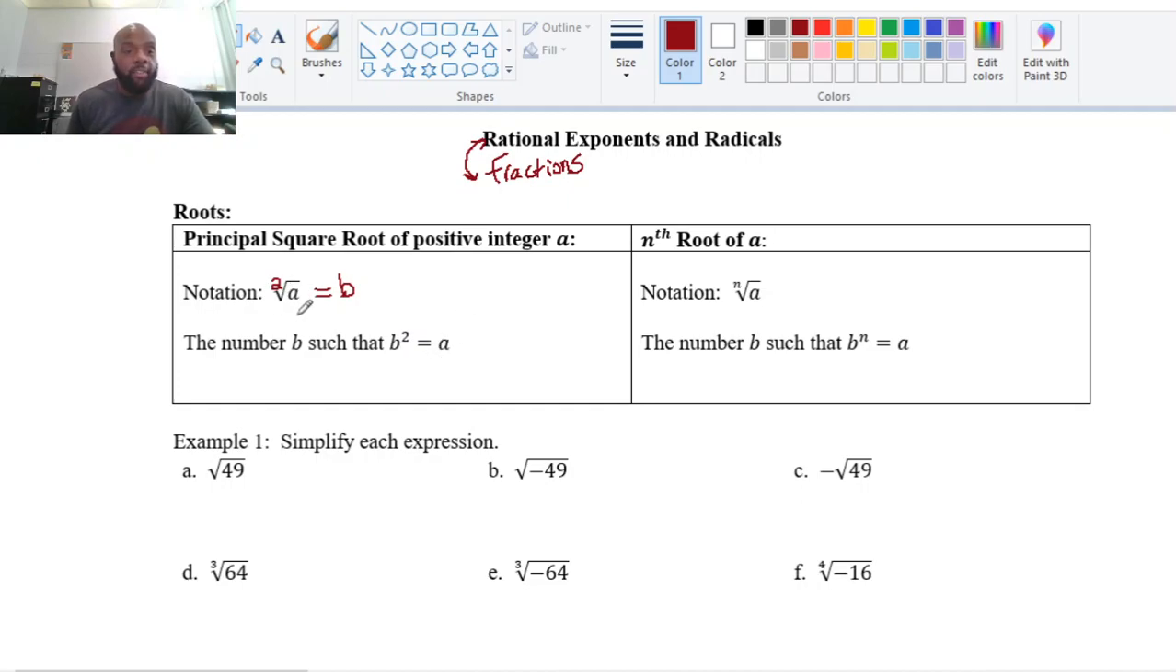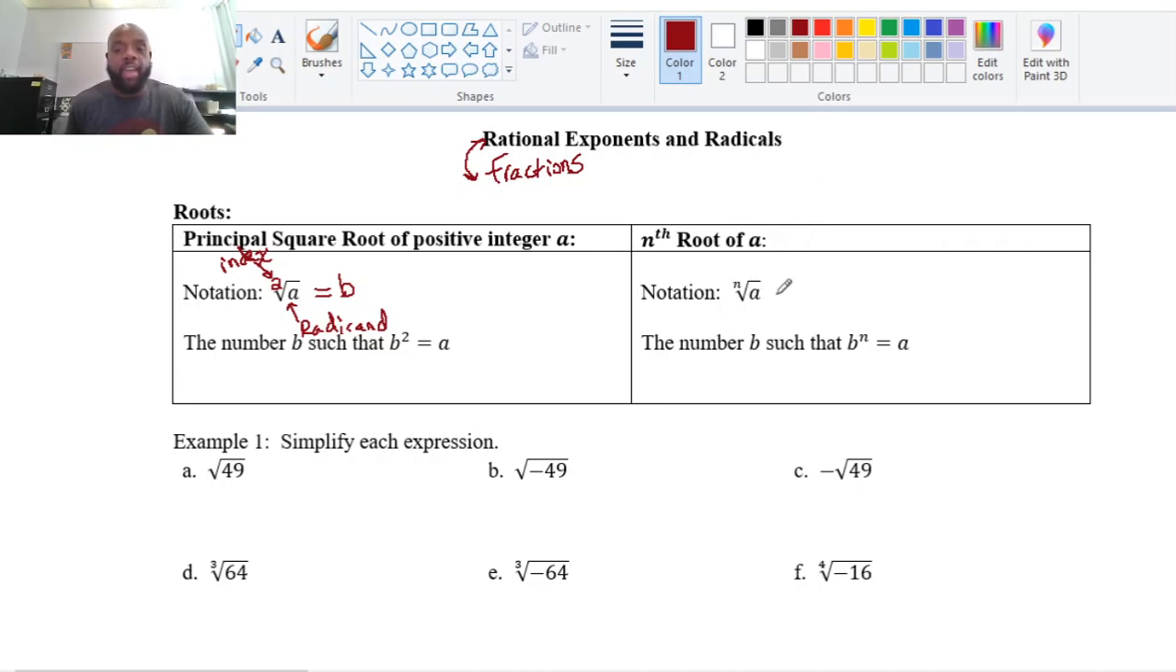Now this a is called your radicand. This 2 here is called your index. And then that root symbol is your radical. And so basically we're finding the number such that if we square it, we get the number that's under the radical. We not only have an index of 2 here, but we can have any positive integer greater than or equal to 2 as our index. And so this is what we're using for the nth root of a.